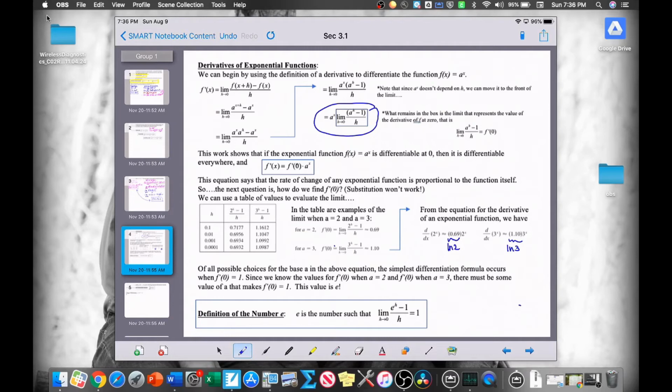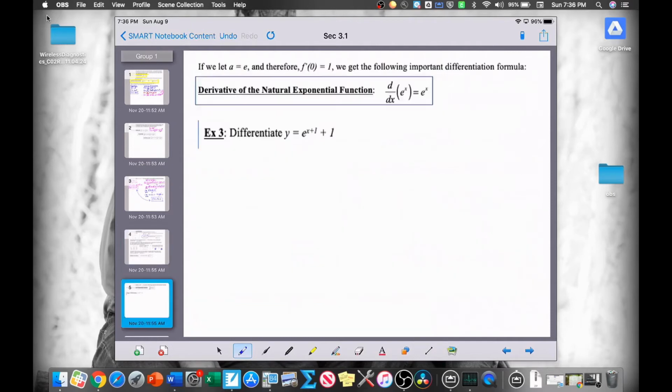So here we have the definition of the number e. e is the number such that the limit as h approaches 0 of e to the h minus 1 divided by h is equal to 1. Okay? And from that definition, we get the derivative of the natural exponential function. If we let our base of our exponential function be e, then f prime of 0 is 1. We get the following important formula.